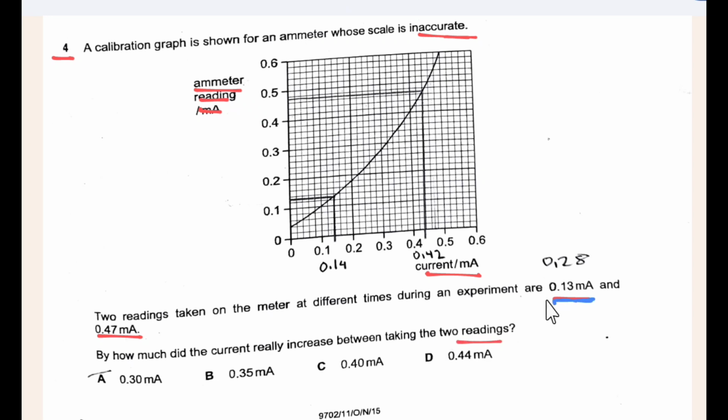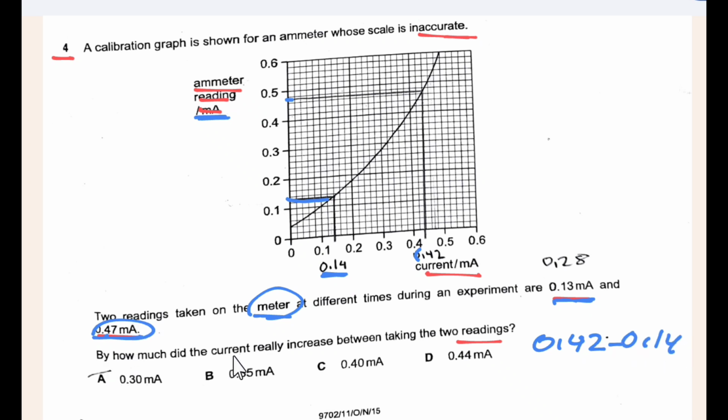So 0.13 and 0.47 are the readings on the meter. So 0.13 is on the meter, so if we draw the line and find the corresponding point, then it would be 0.14, and since 0.47 is also on the meter, in actual it would be 0.42. So 0.42 and 0.14.